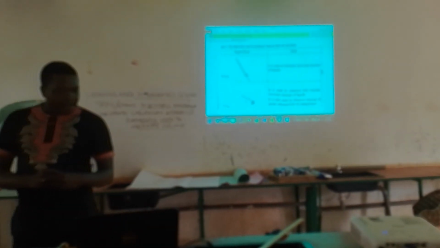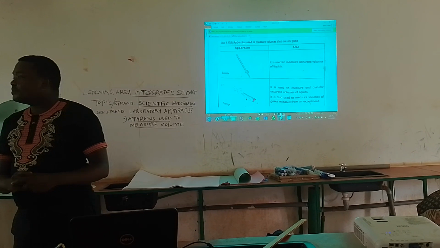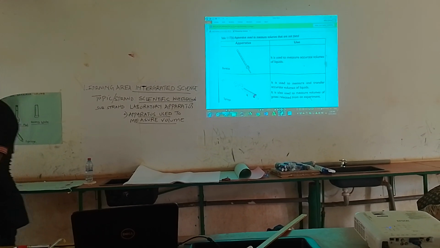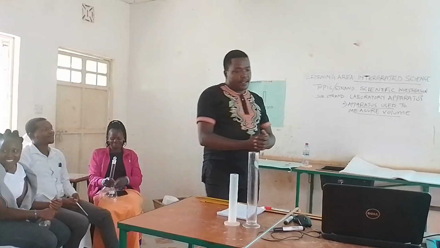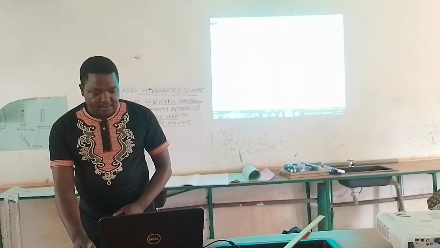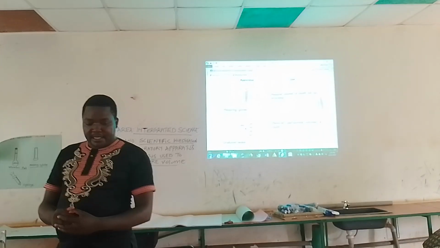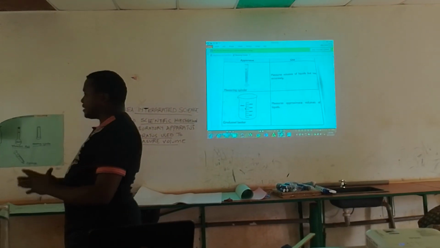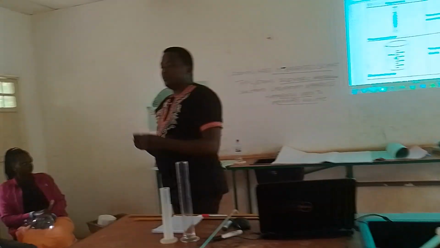The third one is that is the fourth one. Yes, appreciate our brother for being very serious. So you are required to relax during lessons. So we have burette. Then we have the fourth one, syringe. We have measuring cylinder, and then we have graduated flask. Don't forget, those are the apparatus we'll be using to measure volume.